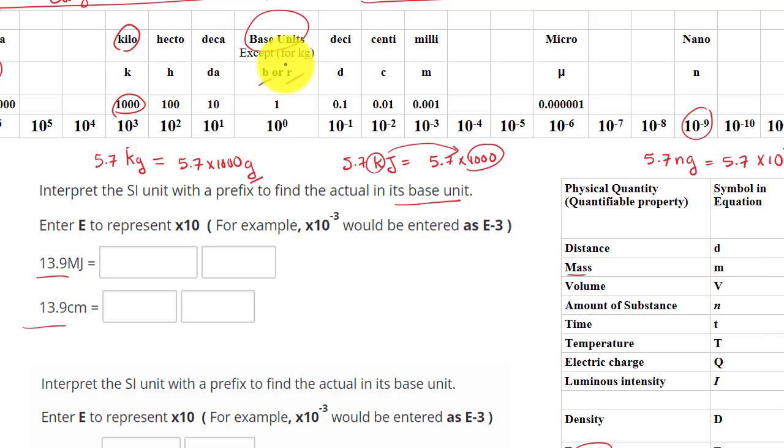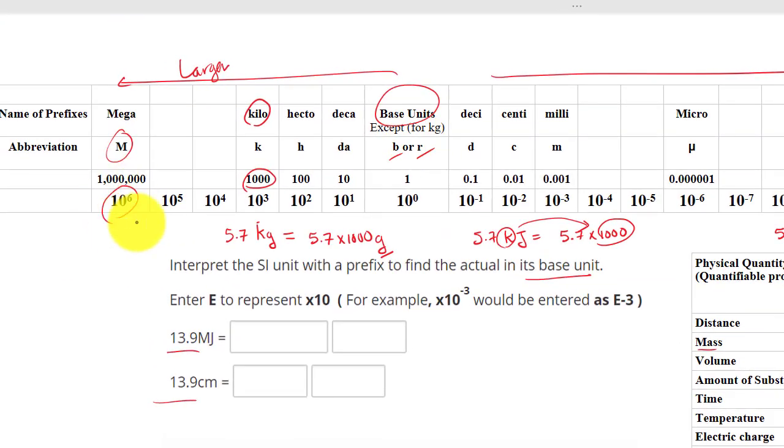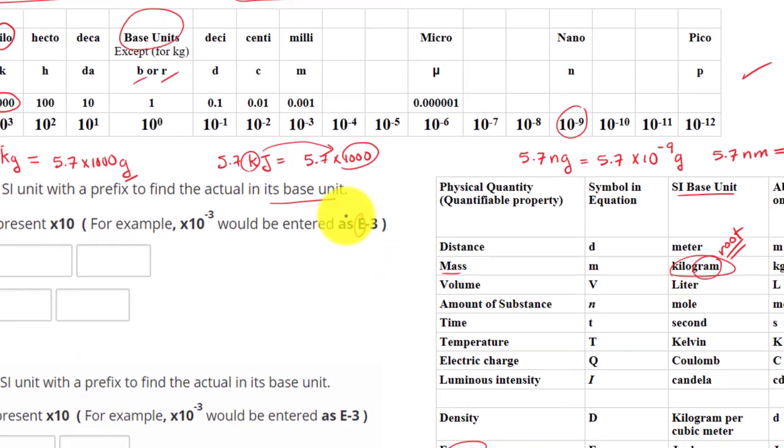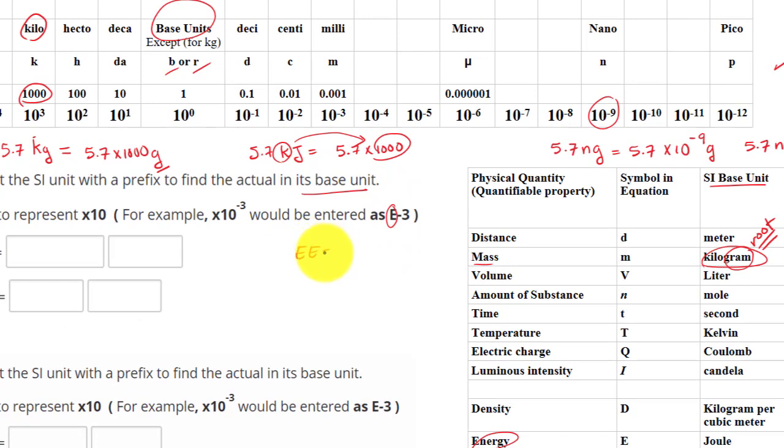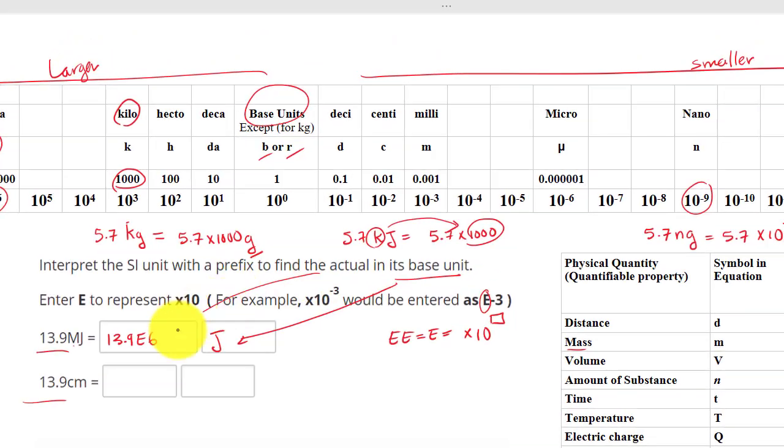Well, I have 13.9 megajoules. Well, what's mega? Mega is 10 to the 6. Now, because typing times 10 to the power with the caret symbol is too much work, what we do is we are going to use the E right here. That EE, or just E, represents times 10 to the power of something. In this case, we know that is 13.9. So mega, that's 10 to the 6, so we're going to put E6. And then over here, we're going to put joule or just J. So this is the base unit, and that's the actual value in terms of the base unit.